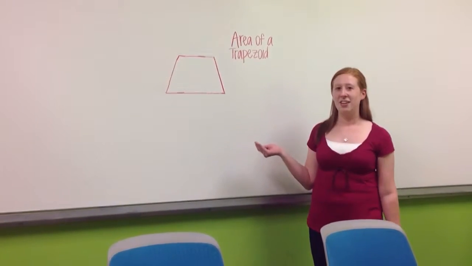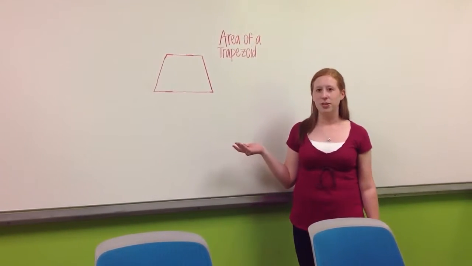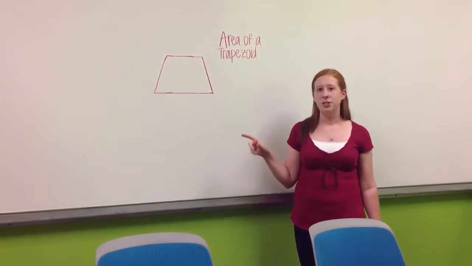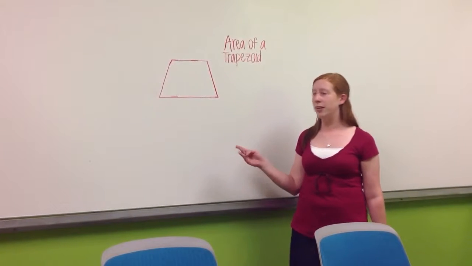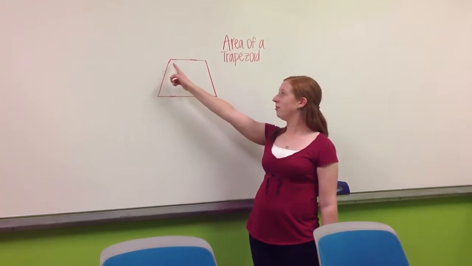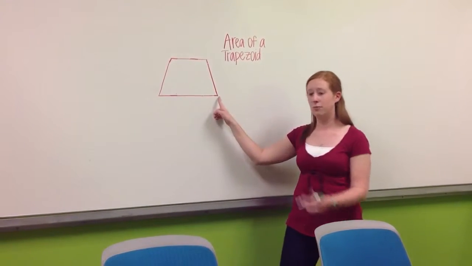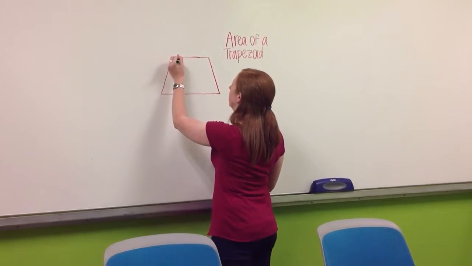Today we're going to look at how to derive the area of a trapezoid. We're going to look at using two shapes that we already know to make this area. So to start with, we want to draw a diagonal from this upper left-hand corner down to this bottom right corner, just like this.